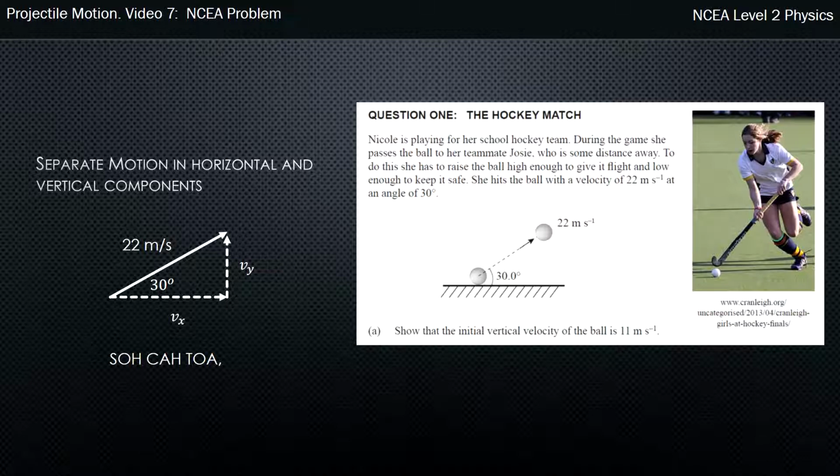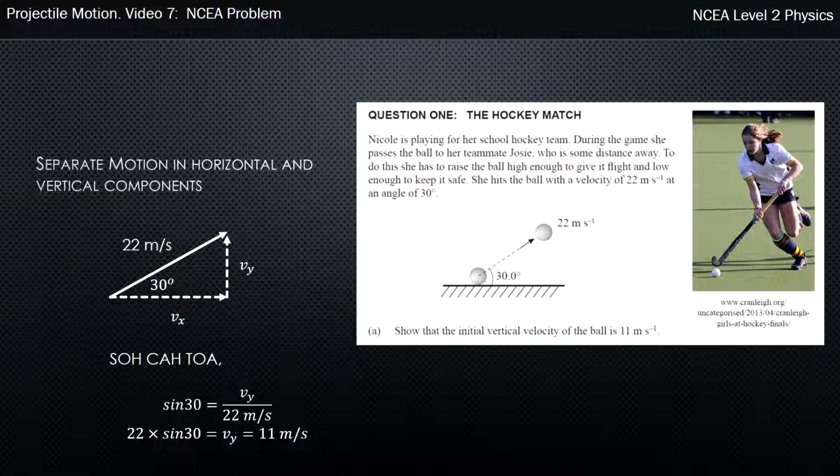Opposite and hypotenuse is SOA, sine. So I'm going to write my sine equation out with my values and rearrange that. 22 times sine 30 will give me my vertical velocity, or Vy. And 11 meters a second, I check with theirs. Yes, that's right. Therefore, got my achieved.